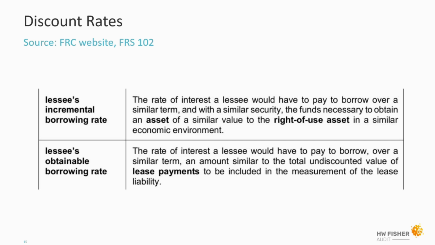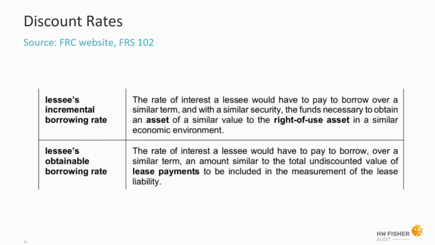The rate of interest a lessee would pay to borrow over a similar term an amount similar to the total undiscounted value of the lease payments. So if over 10 years you were paying £1 million for a lease, how much would it cost you to borrow £1 million today from an external market, not from a parent or related party? So that's the obtainable borrowing rate. And that could be quite high.